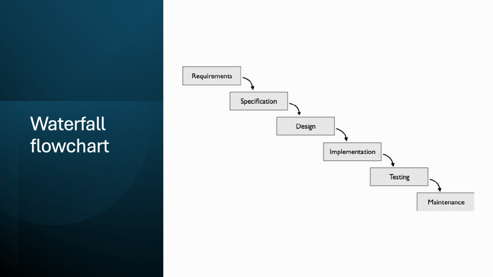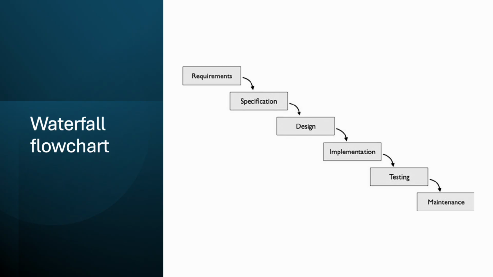Then we have specification. That's when everything is assigned and divided to each team, so everyone knows what they're meant to do. Then we have design. Based on the requirements and the overall system architecture, the specific technical requirements are defined, including hardware and software specifications. This phase can include high and low level design.